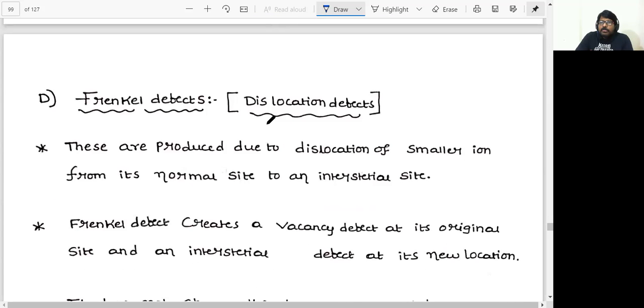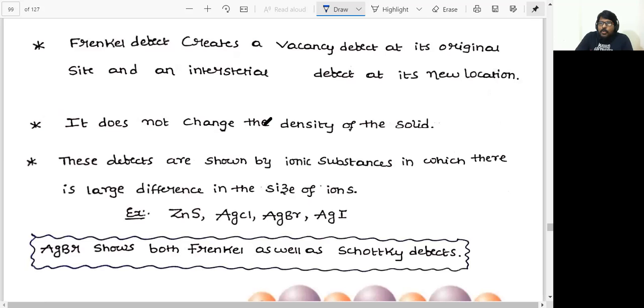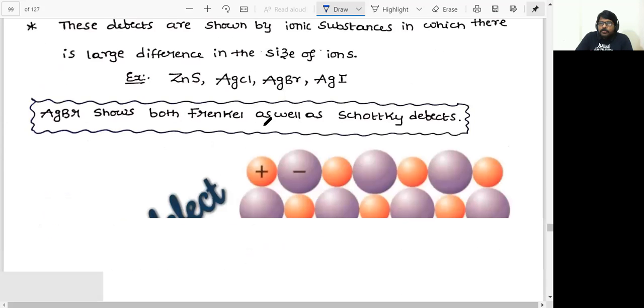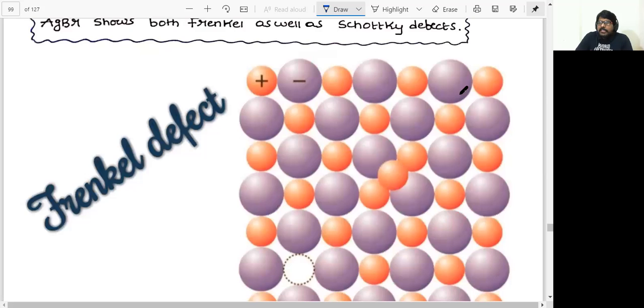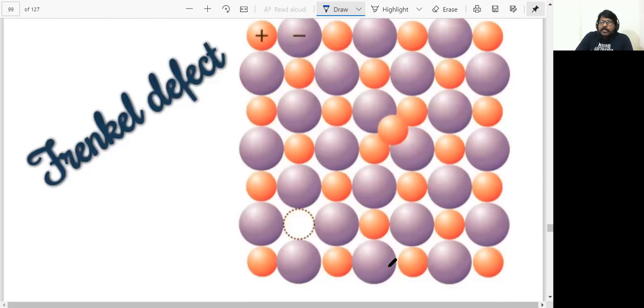We have another kind of defect in ionic solids, that is Frenkel defects. Frenkel defects are also known as dislocation defects. Now you can see how to understand these Frenkel defects. This is the systematic arrangement of constituent particles, but here ions are not missing. We are expecting a cation here, but that cation is migrating from this site to some other site.